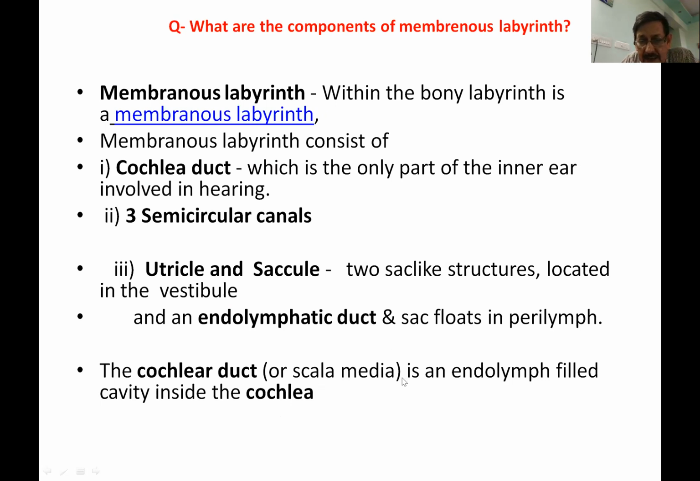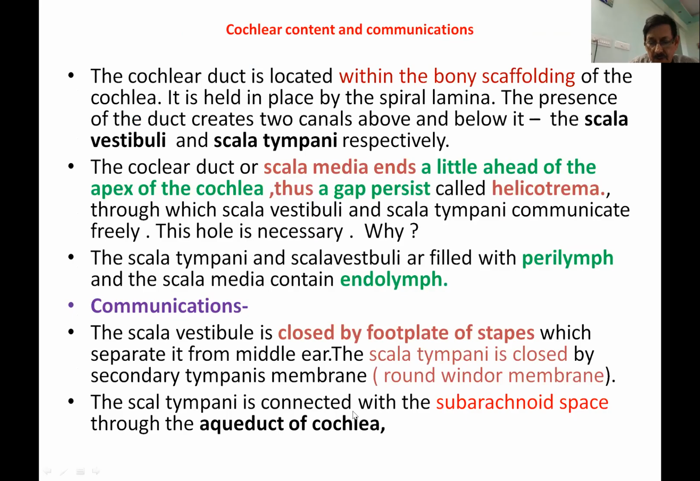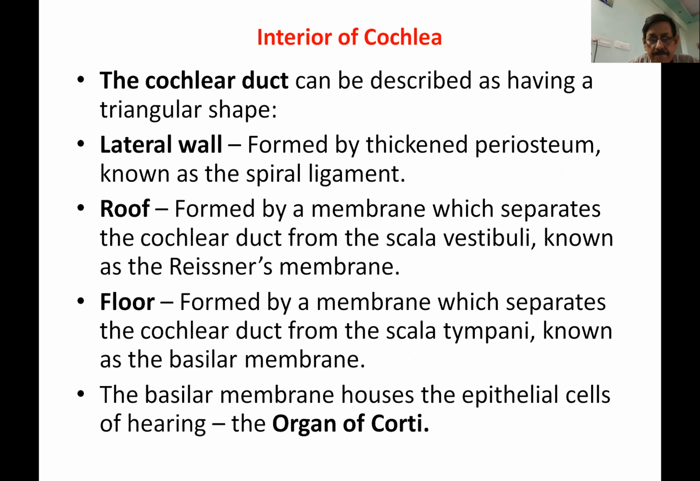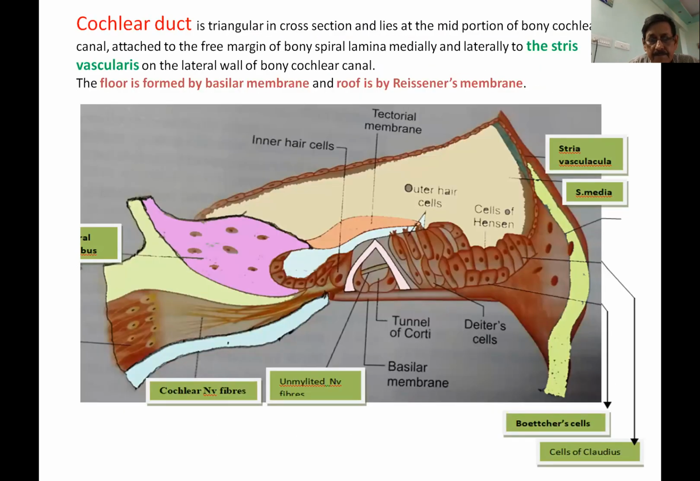The cochlear duct is the endolymph-filled duct inside the cochlea. You can see it is triangular in cross section. This is the osseous spiral lamina. This is the vestibular membrane. So this is the cochlear duct, the membranous cochlear duct. The upper portion in the diagram is the scala vestibuli, and the lower portion is the scala tympani. So the cochlear duct is triangular in cross section.